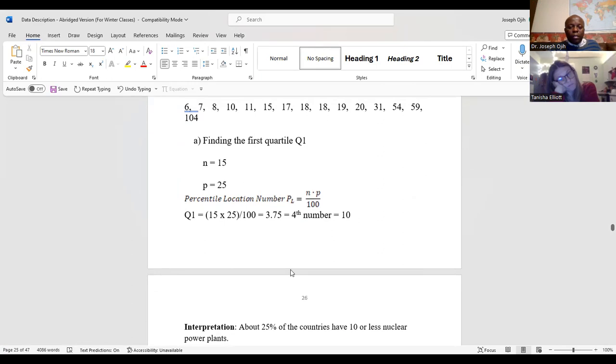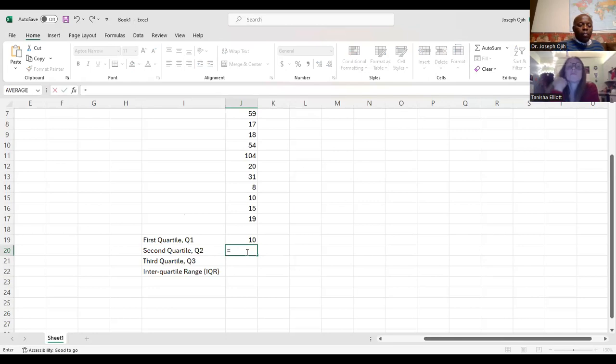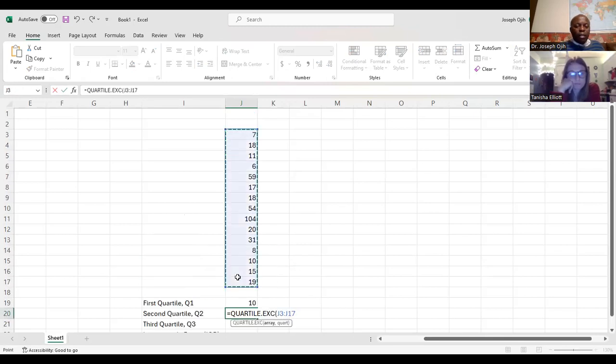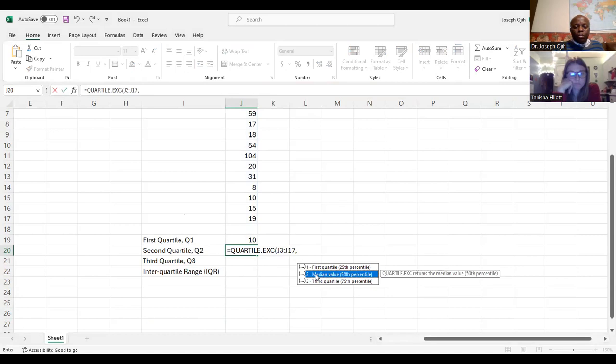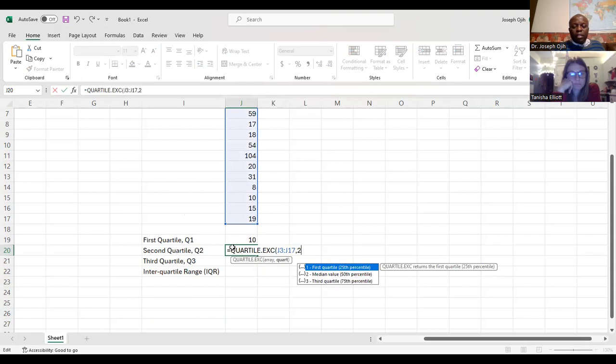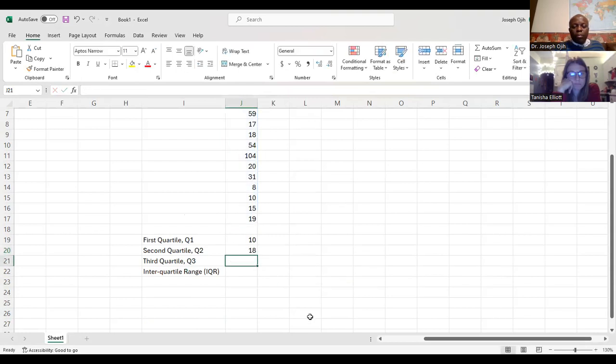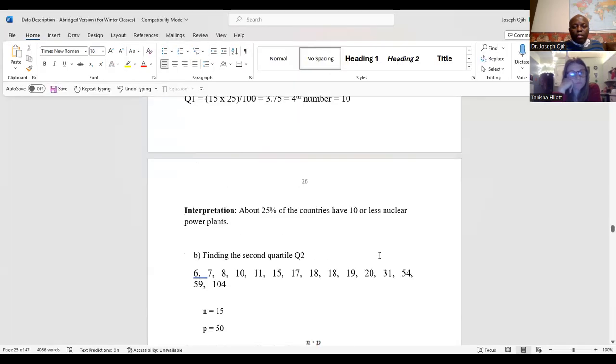Now for the second quartile, you do the same thing. Equal quartile, but this time choose 2. It will pop out. Highlight the numbers, comma, then 2. So type 2 and press enter. You see 18, which is the same as the answer we have here for the second quartile.